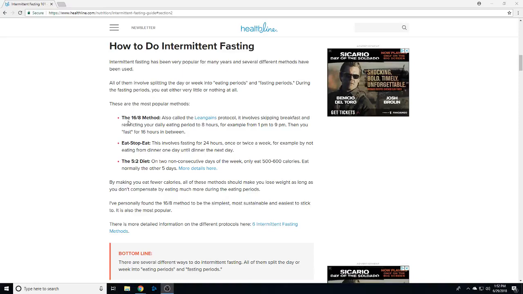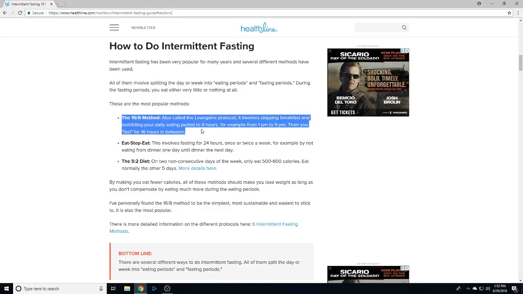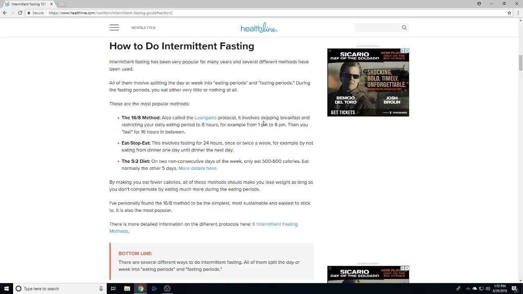So what you're going to be doing is the 16-8 method, which pretty much involves skipping breakfast and restricting your daily eating period to 8 hours. So if you wanted to do 1 to 9, that's fine. If you want to start eating at 8 a.m., obviously you would adjust that 8 hours from there. So that would be 4 p.m., right? You would eat 8 a.m. to 4 p.m. and then you do not eat the rest of the time.